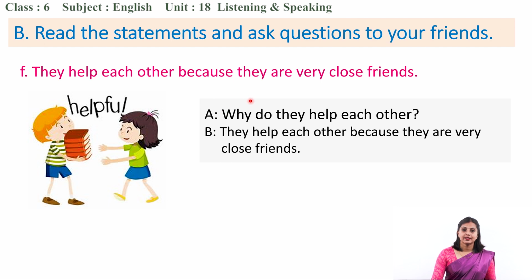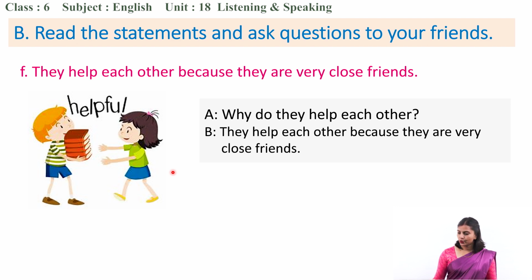Okay, so they are asking why? Because there is a reason, isn't it? Why do they help each other? They help each other because they are very close friends. So you are giving the reason. For that, which WH word do you have to use? Why. Why do they help each other? They help each other because they are very close friends.